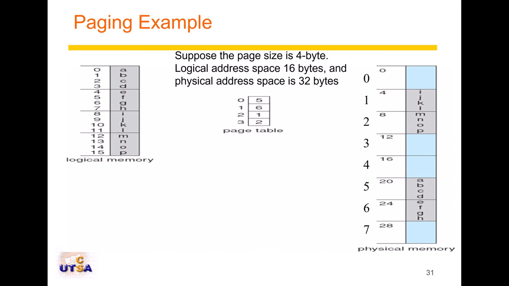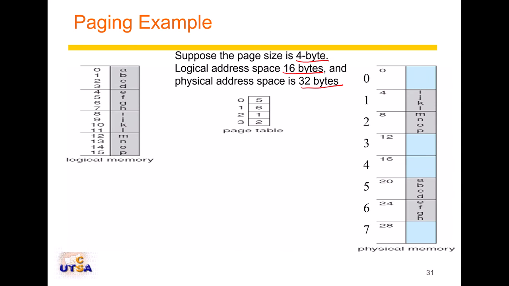Okay, here's one more example. Let's say in this case we are using a very small page size, 4 bytes, and let's assume that our logical address space is 16 bytes and the physical address space is 32 bytes. Since it's so small, the picture already tells us the number of pages. For example, how many pages do I have? 16 divided by 4, so we have 4 pages. How many frames do I have? 32 divided by 4, so I have 8 frames.